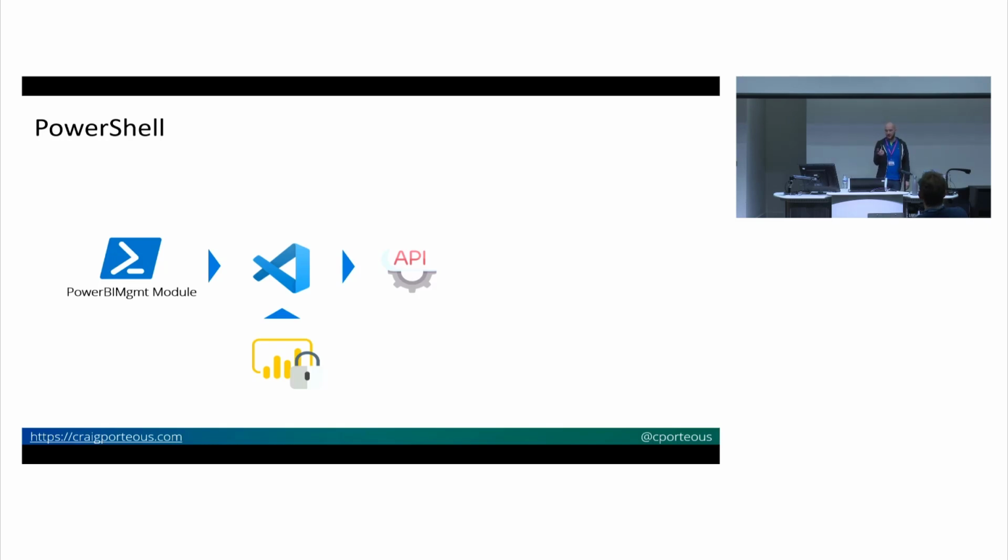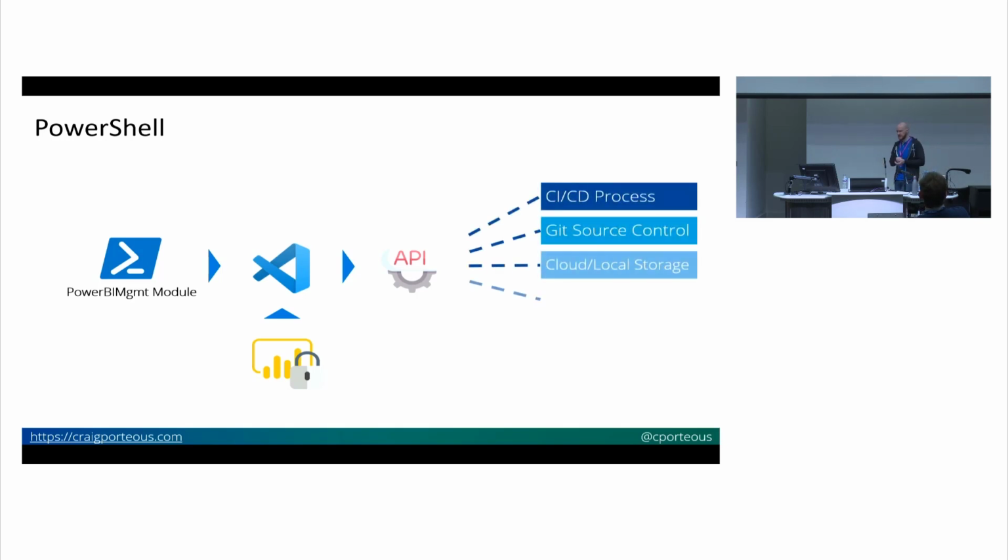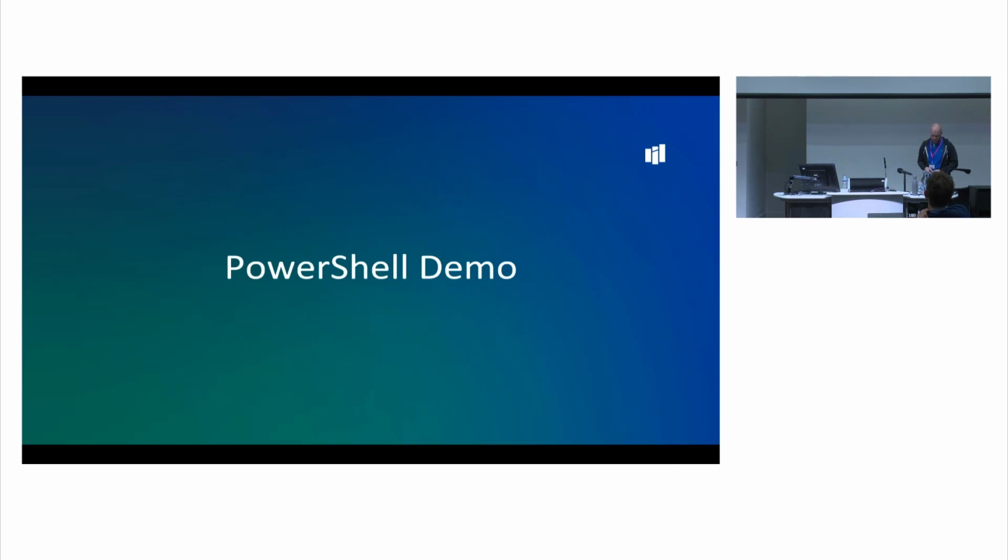There's a couple of built-in functions within the module that make it a lot simpler to do certain things, but the API itself covers an enormous wealth of capabilities that you can still use the module to get to, but it's a bit more involved. And from there, you can tie this into CI/CD processes, you can push out to Git source control, local cloud storage, other automation, any sort of process as well. So your capabilities of PowerShell are a lot wider, essentially. So I'll show you what that looks like.